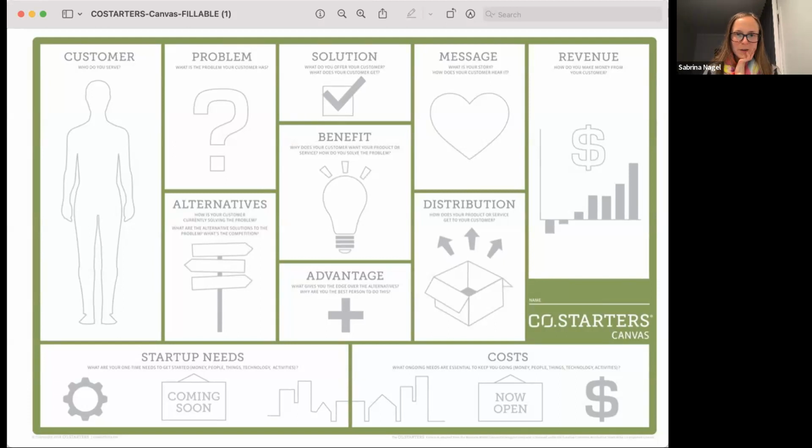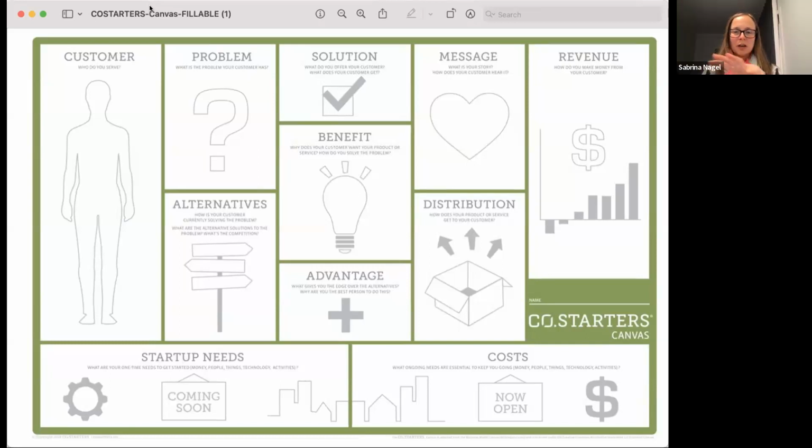Any comments, any questions about what we've just gone through? Thanks, Sabrina. It's quite useful, because it's really concise. You drill down into the nuts and bolts of a business plan. I've spent a lot of time on business plans, and this really distills it down to the essentials, which is great. Nice. Thanks for that feedback.